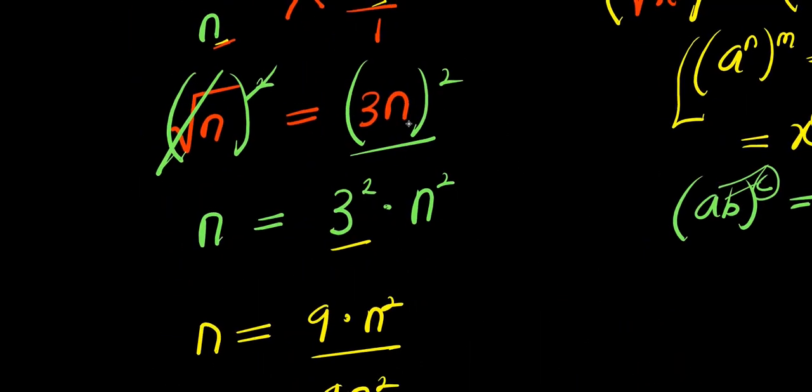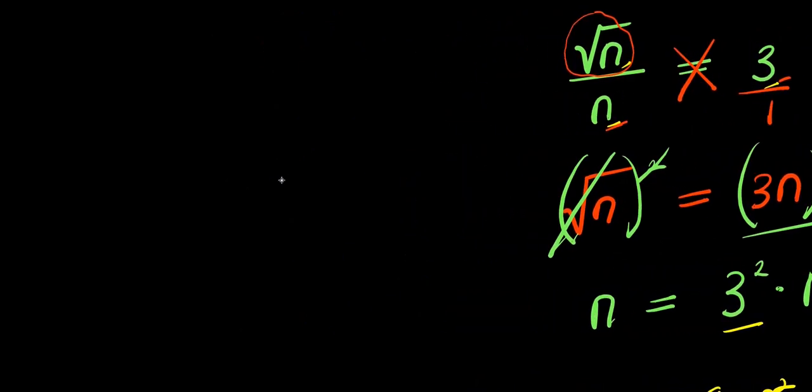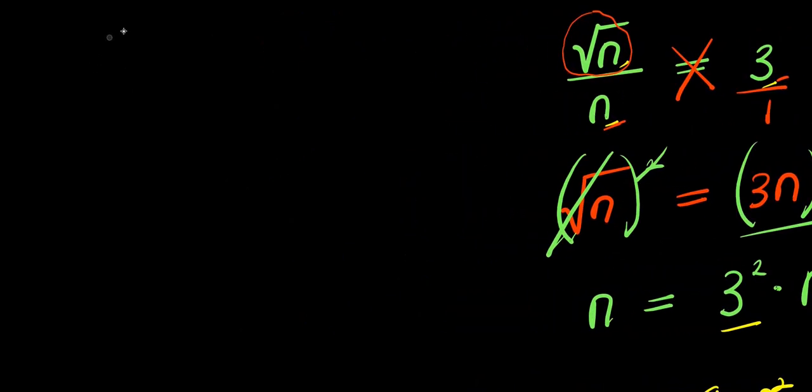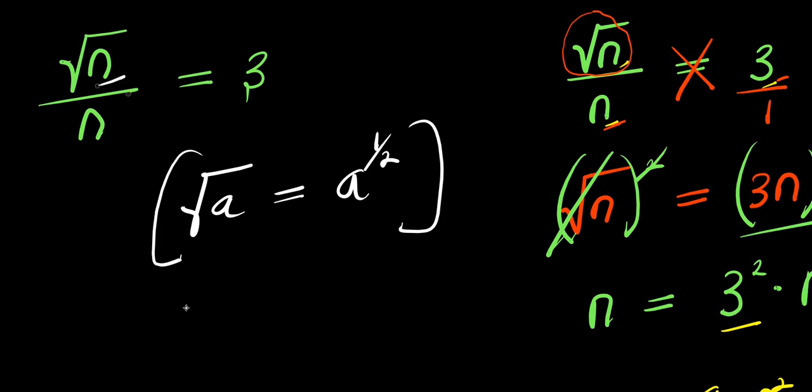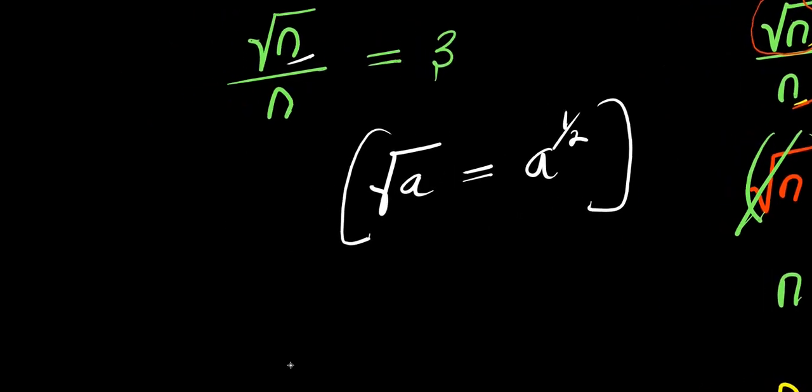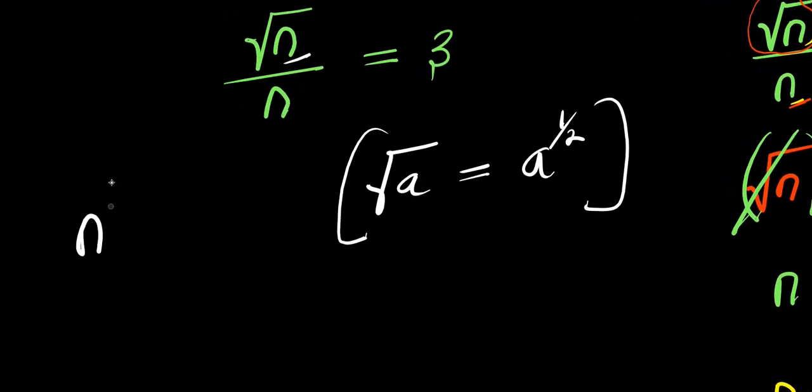Let's find out if there's another way of solving this same equation. So we will copy the problem, square root of n divided by n equals 3. In the second method, I studied this way. If I have square root of a, this is just like writing a power 1 over 2. So square root of n will be n power 1 over 2. So I have n power 1 over 2 divided by n equals 3. Now don't forget, this n is raised to the power of 1.